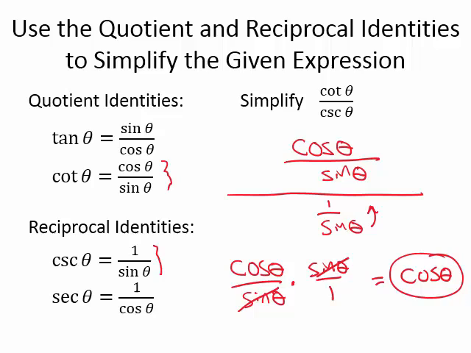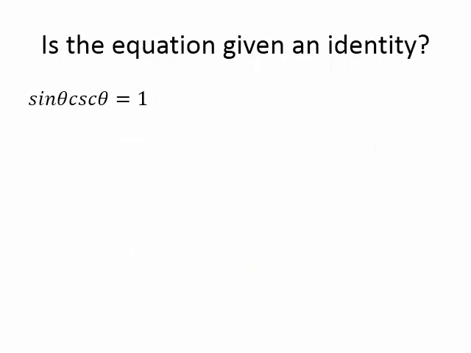Now the other thing we're going to be doing with these identities is to verify that a given equation is an identity. Now an identity means that the left and right hand sides of the equation are the same. So again, we're going to do what we did in the previous examples. We have sine times cosecant. We're going to split cosecant up into 1 over sine theta.